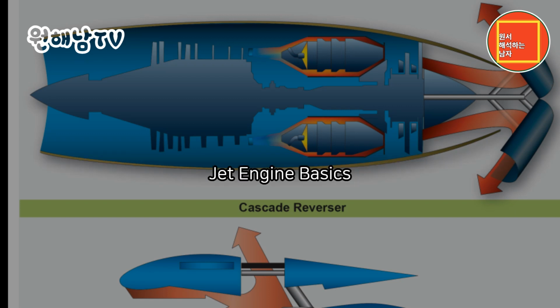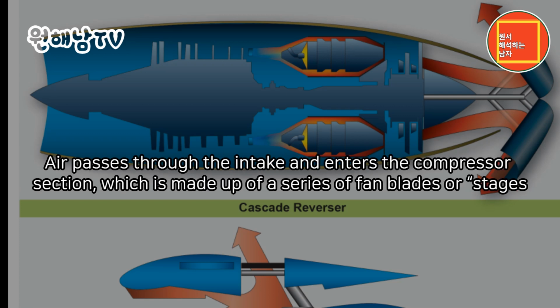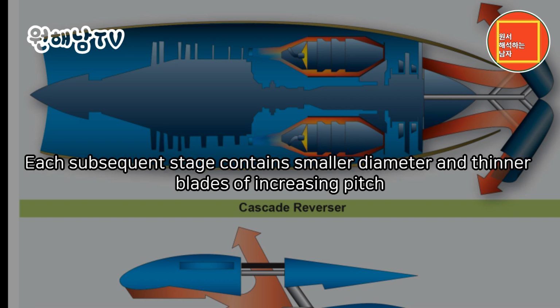Jet engine basics. A jet engine is a gas turbine with a basic cycle of operation that is induction, compression, combustion, expansion, and exhaust. Air passes through the intake and enters the compressor section, which is made up of a series of fan blades or stages. The first stage, visible from the front of the engine, is the largest diameter and has the biggest blades. Each subsequent stage contains smaller diameter and thinner blades of increasing pitch.